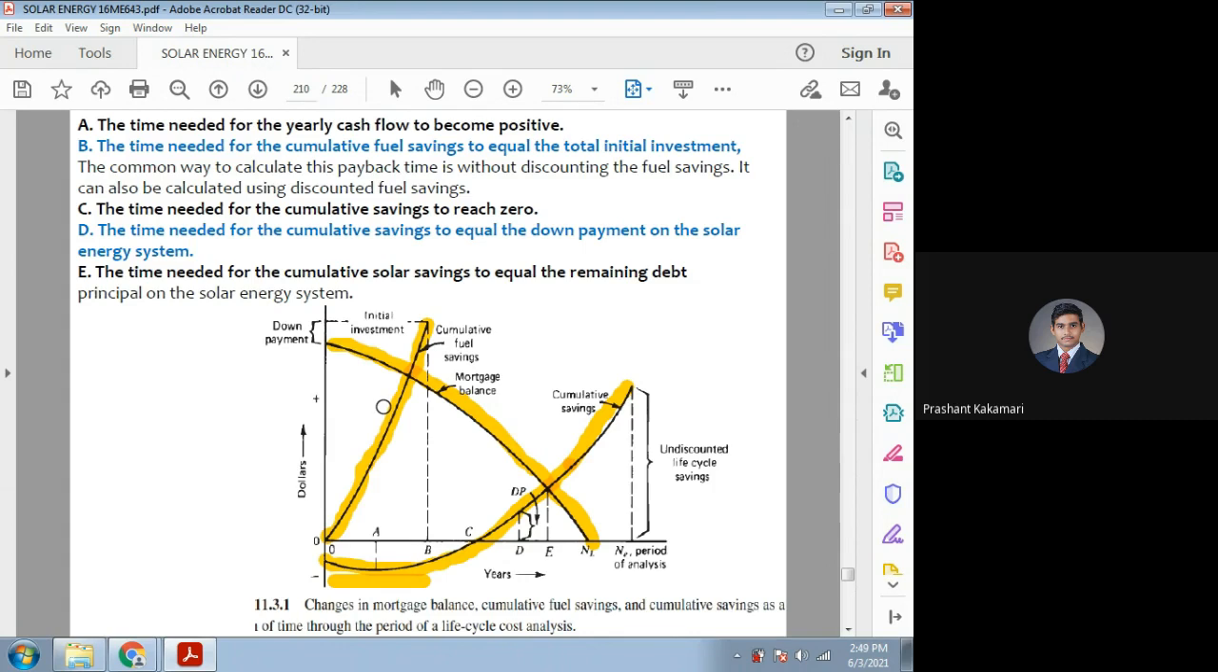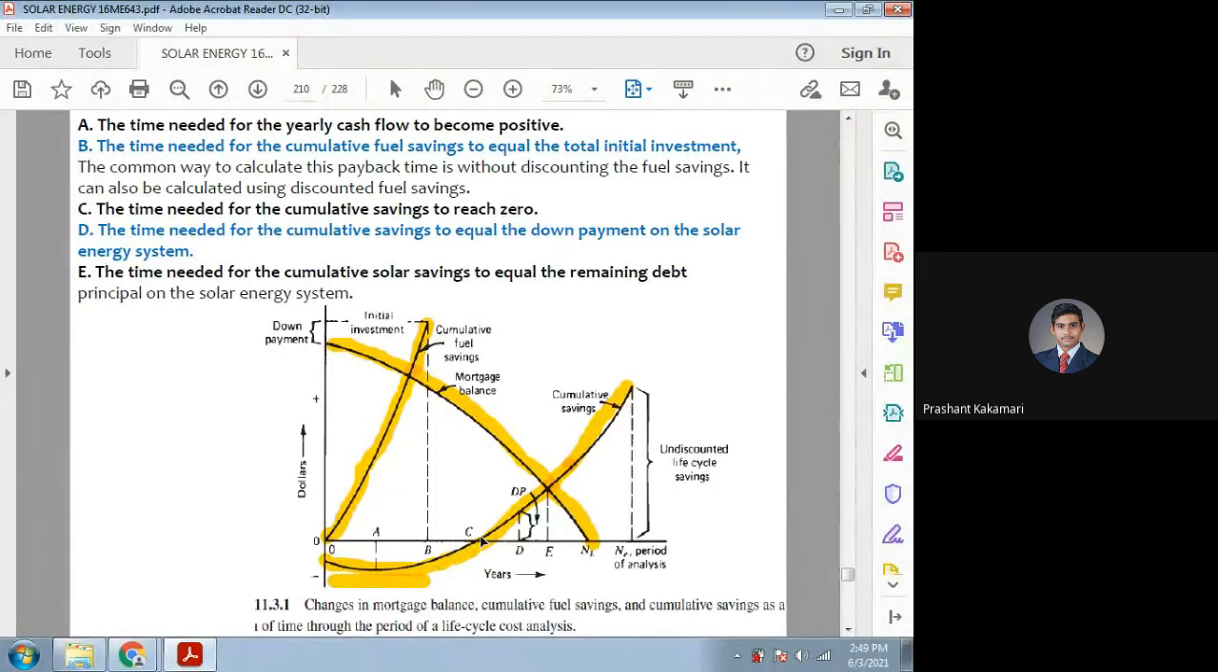So when I get back the invested money, then after that, getting money beyond the investment, I can call it a profit to me. Until that time we call it the payback time or payback period. This is without discounting on the fuel savings. Discounting depends on time, and the money value for a given year, the present value, we also calculate. That will come at a later stage.